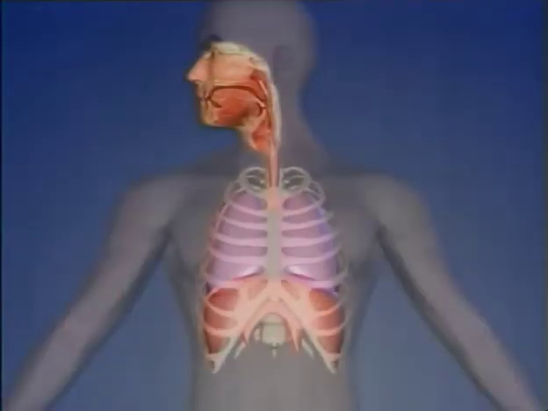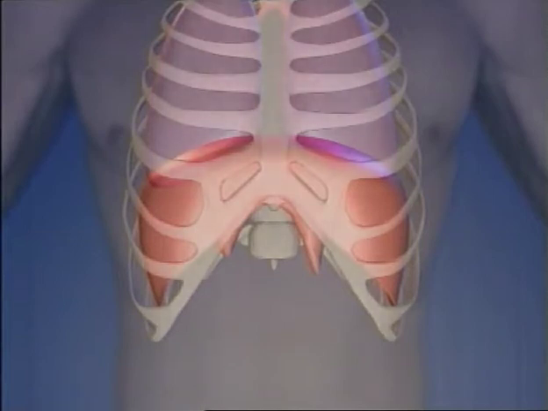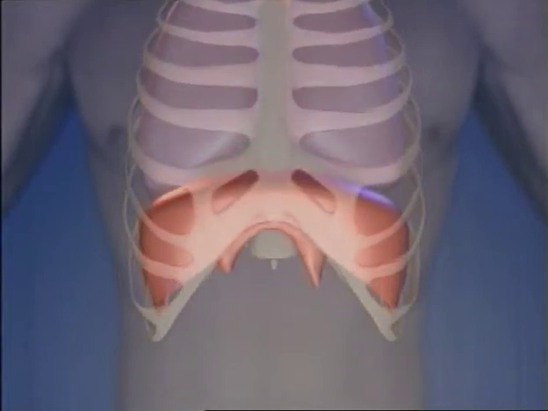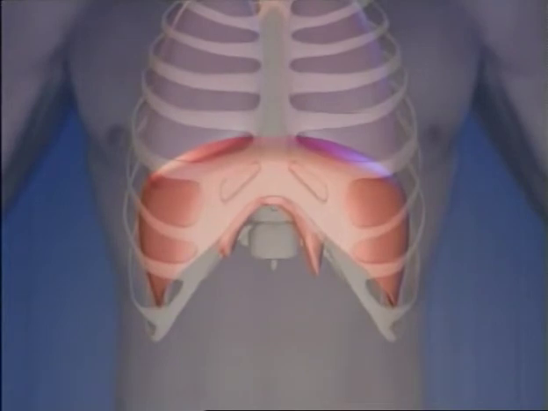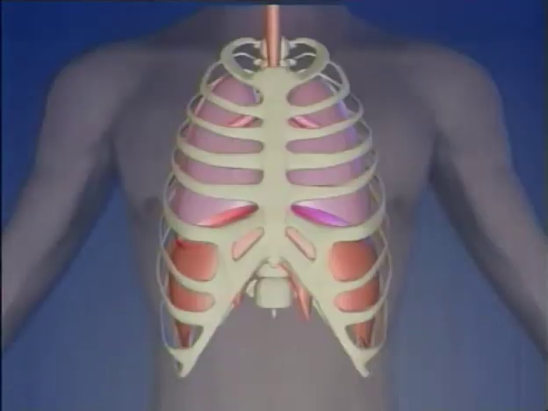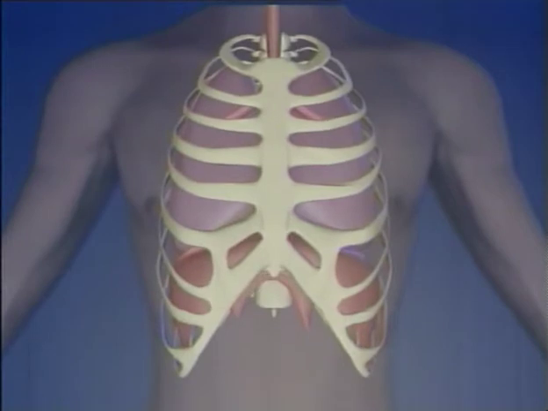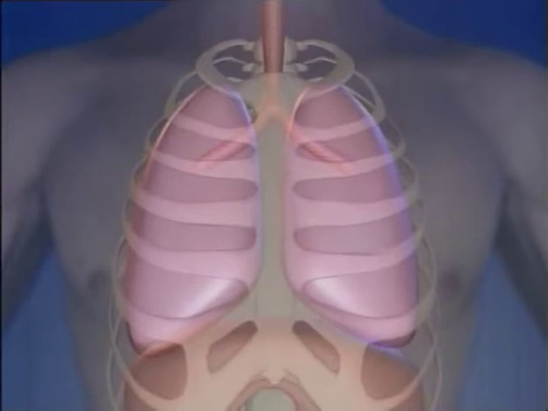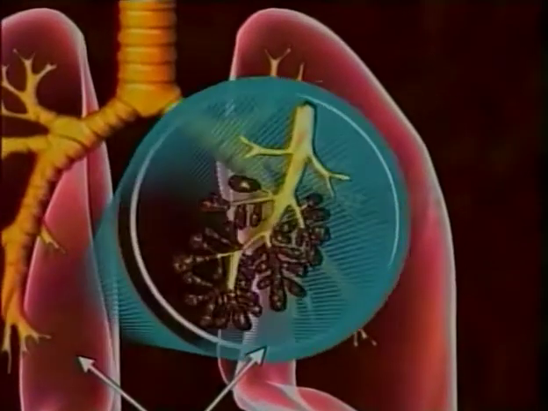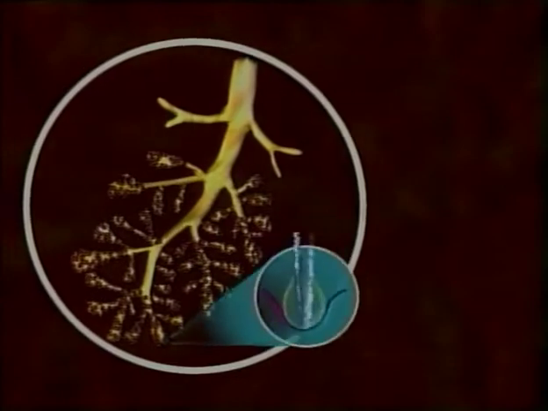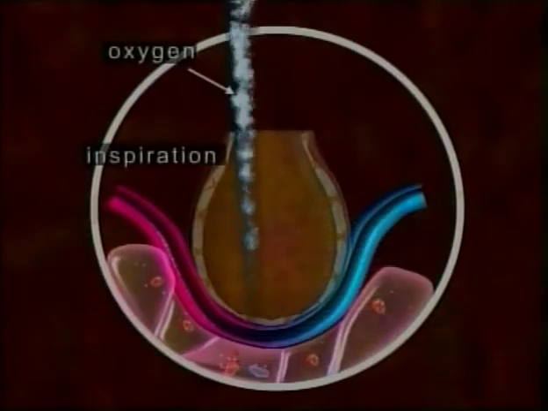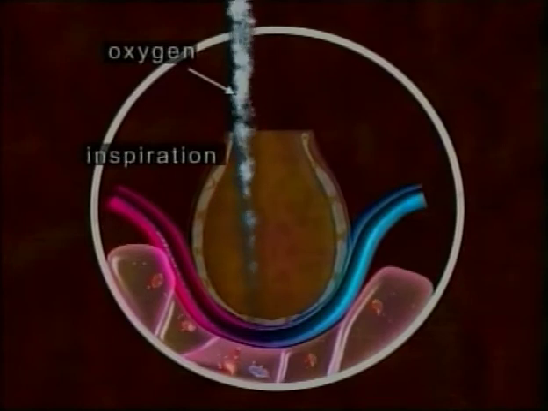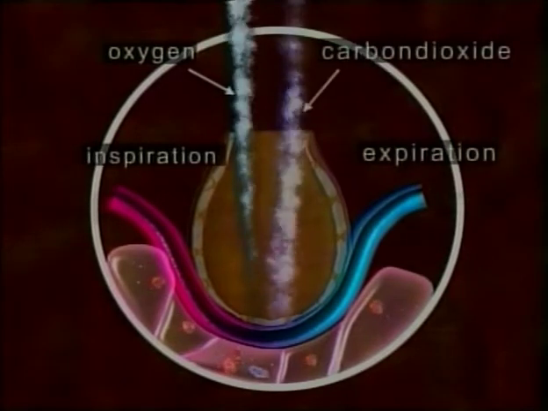During inspiration, the diaphragm and the intercostal muscles contract. The diaphragm moves downward, increasing the volume of the thoracic cavity, and the intercostal muscles pull the ribs up, expanding the rib cage and further increasing this volume. This increase of volume lowers the air pressure in the alveoli to below atmospheric pressure. Because air flows from a region of high pressure to a region of low pressure, it rushes in through the respiratory tract and into the alveoli.